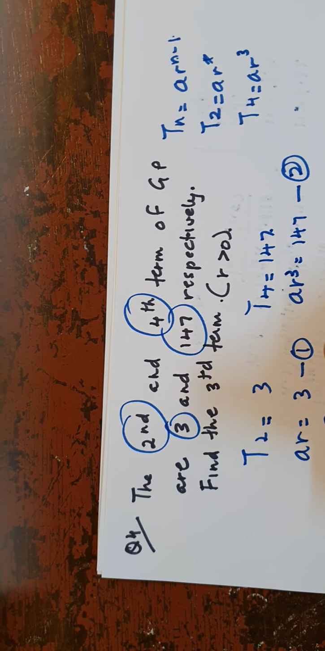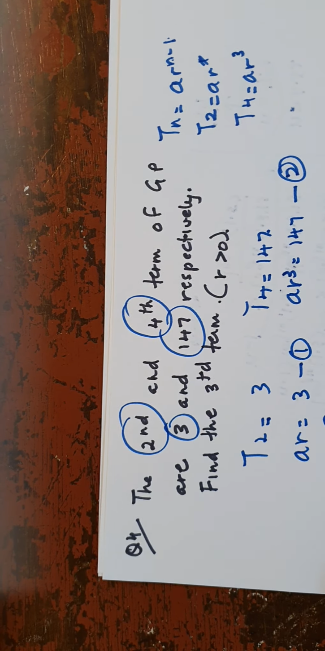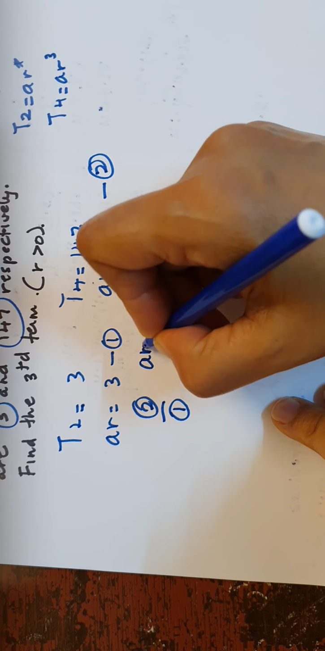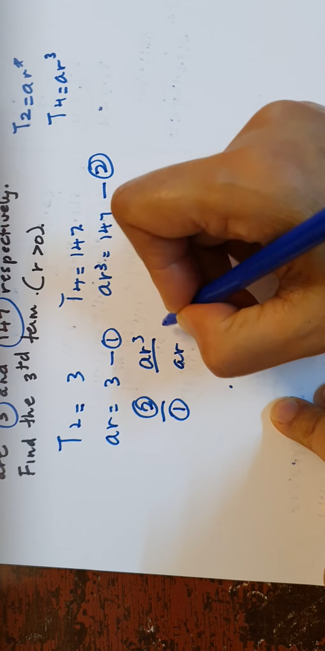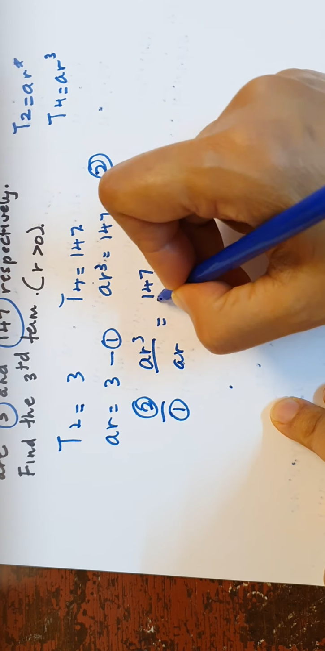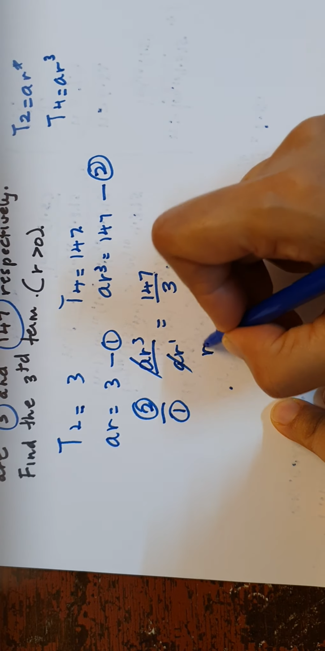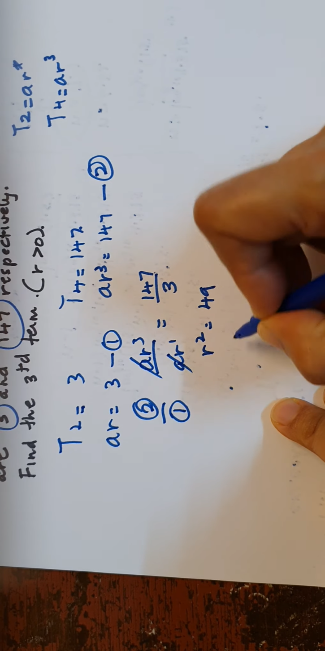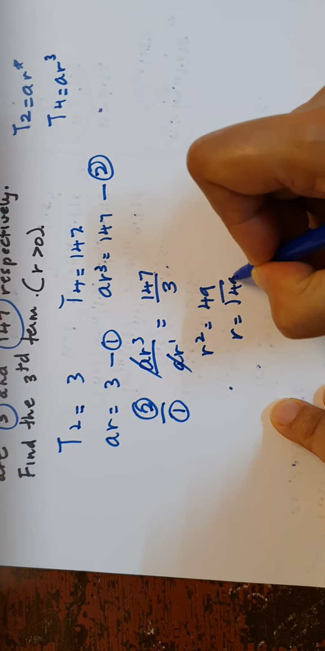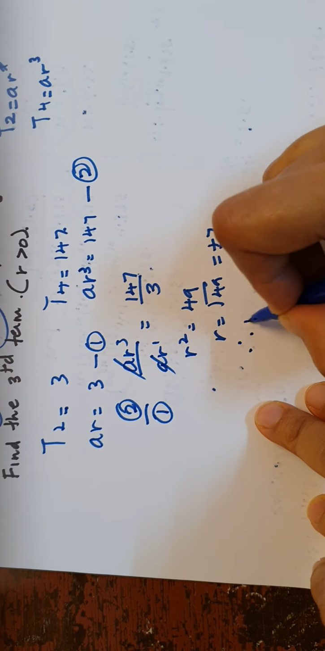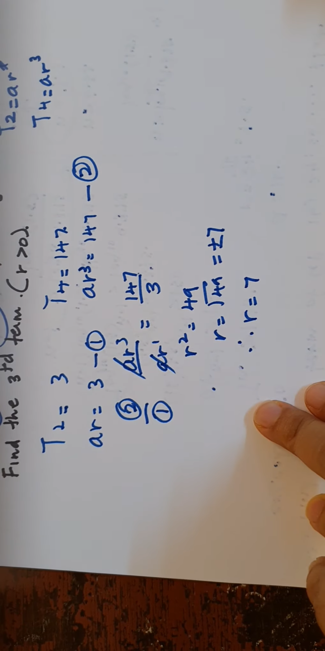Take equation number 2, divide by equation number 1. This is the easiest way to solve this when you have a GP. So ar^3 over ar equals 147 over 3. Cancel, 3 minus 1, so r squared is 49. r is the root of 49. You have plus and minus 7. But you choose r as equal to 7, because given r is greater than 0. So once you get your r, you have no problem.